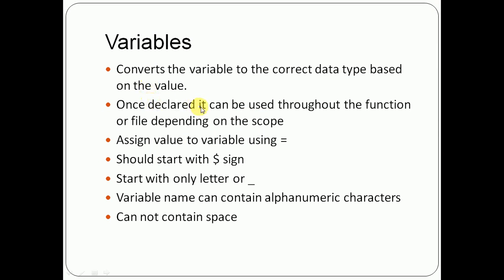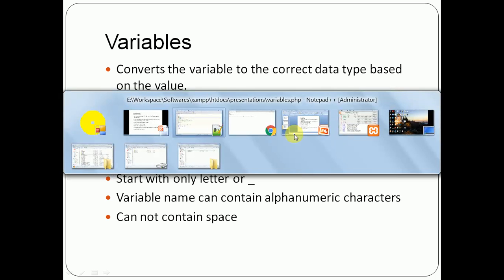Once declared, it can be used throughout the function or file depending on the scope. What this means is, let's say you define a variable globally, then it would be accessible across the file. But if you define it within a function, then you can use it within the function only. Let's understand this with the help of an example.